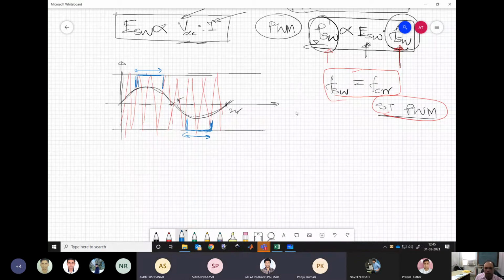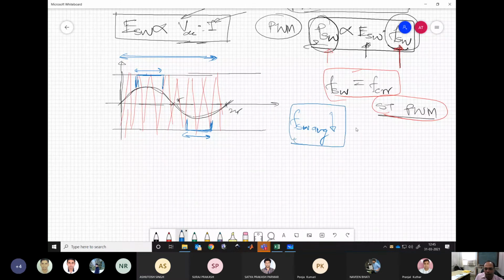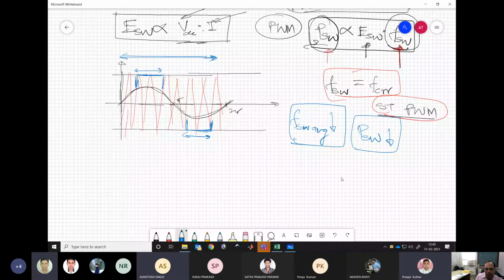No, sir. So my average switching frequency will come down or not? Yes, sir. Average means if you take one fundamental cycle, how many switchings are happening in that. So by average, I mean that. Will it come down or not? Yes, sir, it will come down. And then the switching loss will come down or not? Yes, sir, losses will reduce. This is clear to everyone.